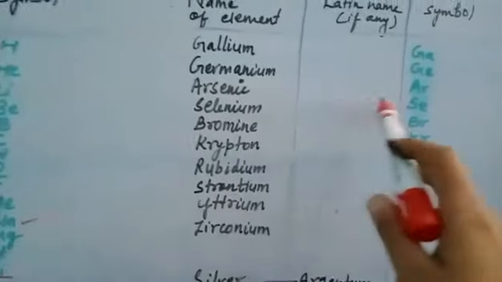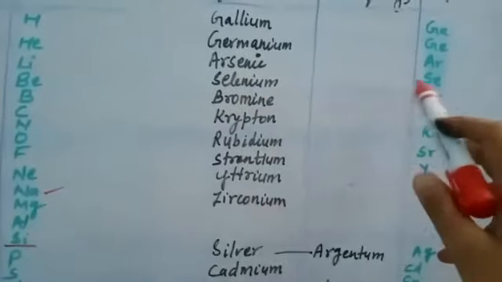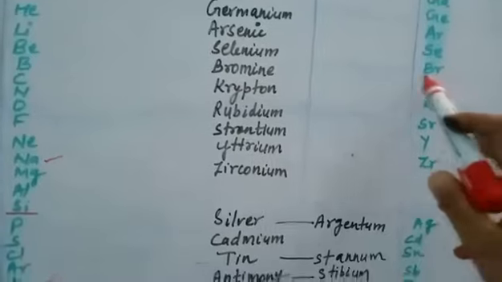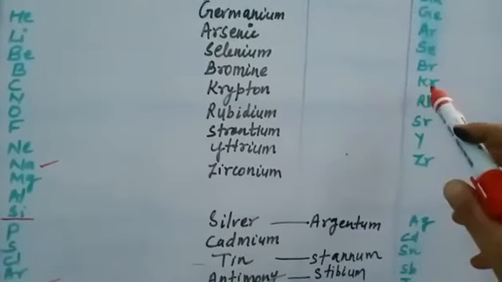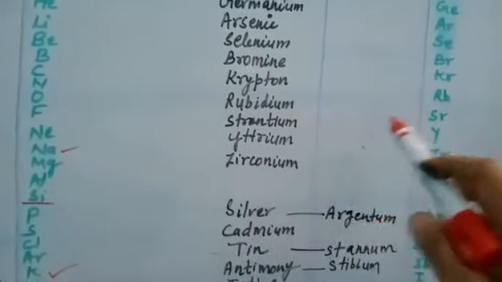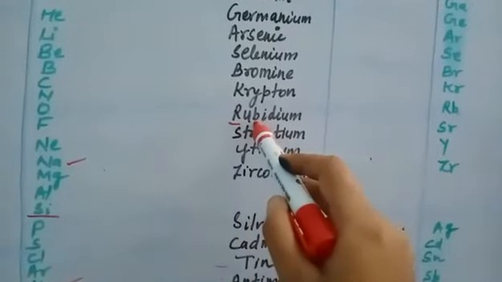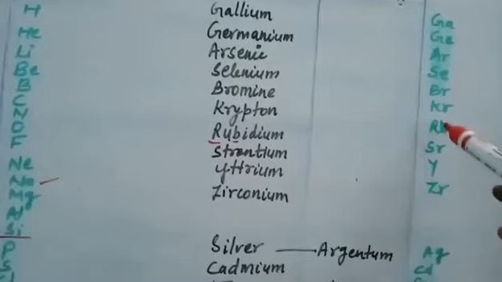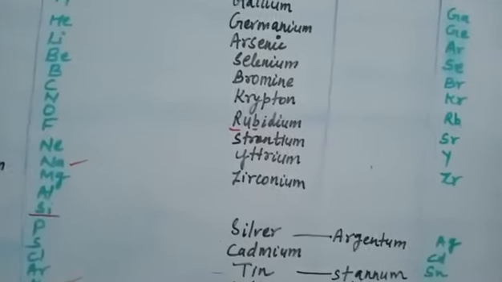Then arsenic is Ar, chemical symbol. Selenium, capital S and small e. Bromine, capital B, small r. Then krypton, capital K, small r. Rubidium, the first letter capital and the second letter small.